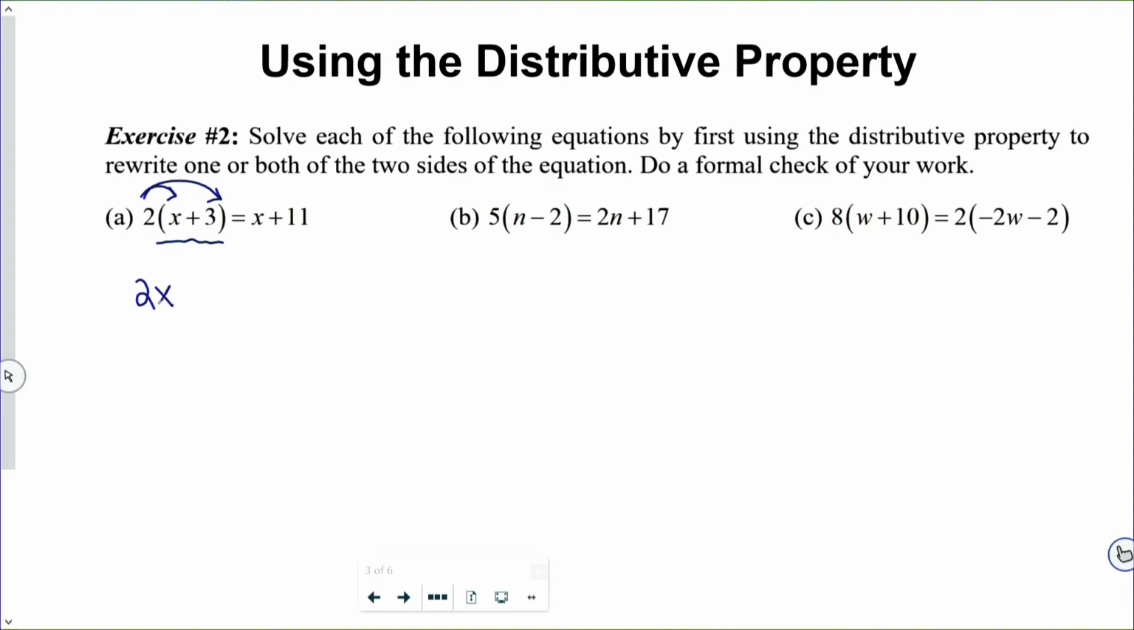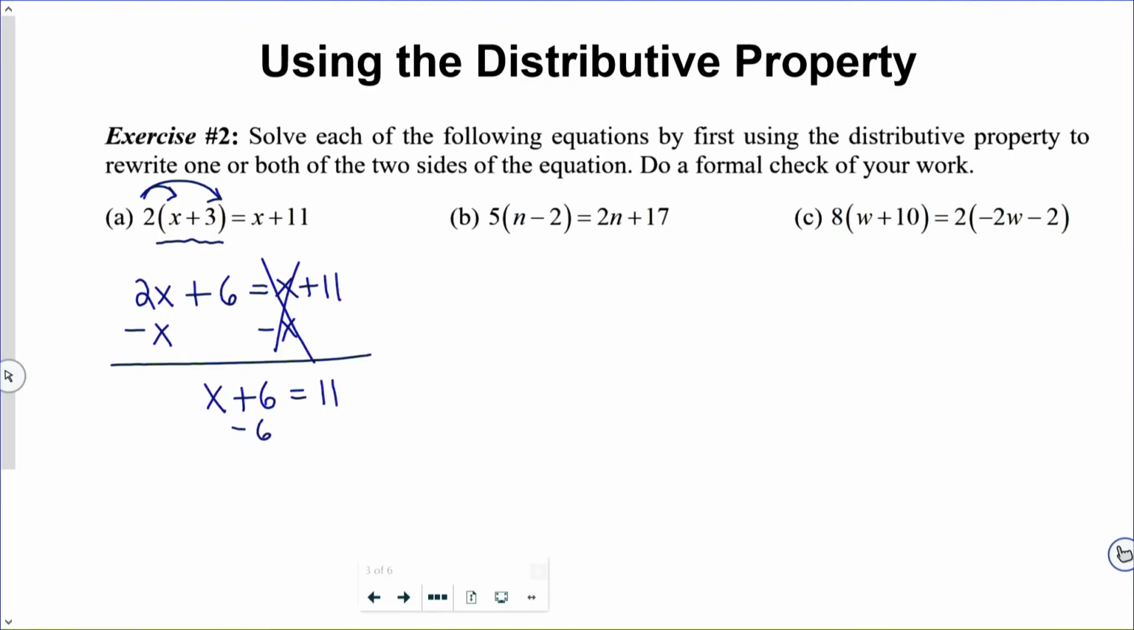2 times x is just 2x, and 2 times 3 is 6. Now, once I'm at this point, 2x plus 6 equals x plus 11, I'm back to just basically what I've been doing for the last couple lessons. I'm going to subtract an x from both sides. 2x minus x is 1x. x plus 6 is equal to 11. Subtract 6 from both sides, and x is equal to 5.